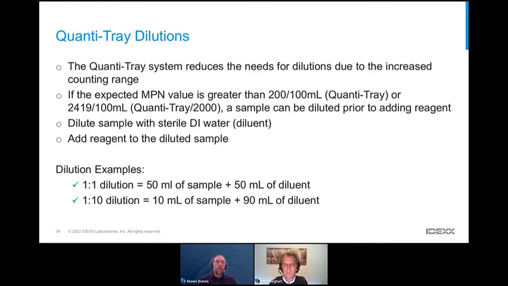And then after you take out your tray, you read results. You just want to make sure that you correct for whatever dilution factor you used for your test. So if you did a 1 to 10 dilution, then you take your result and multiply it by 10 to get back to your value per 100 ml.